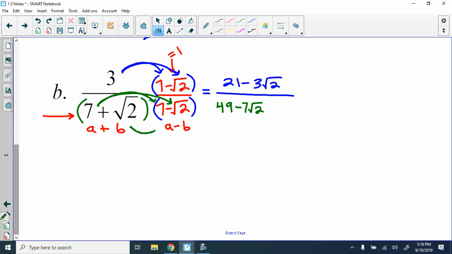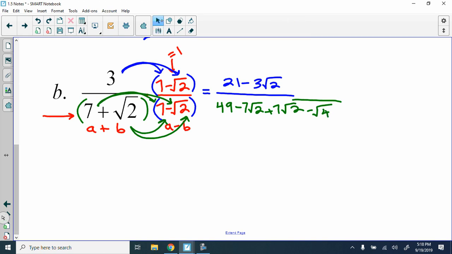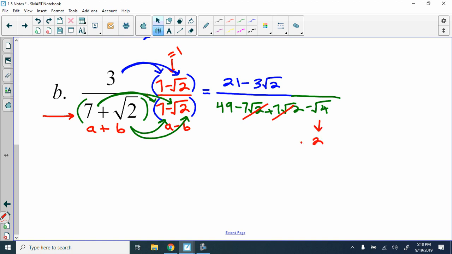So here we go. Radical 2 times 7. So plus 7 radical 2. And then radical 2 times negative radical 2. So that would be negative square root of 4. They're both under the radical. So it's going to end up being 2 times 2, which is the square root of 4. Now, as we look at this, what we see is the minus radical 2 plus radical 2 in our denominator is going to cancel. And here, radical 4 is just 2. So this is going to be minus 2 because it was negative square root of 4.